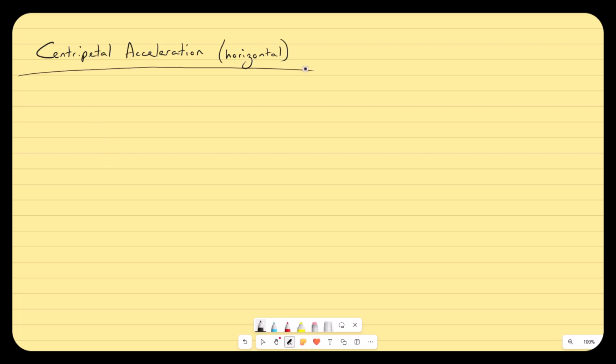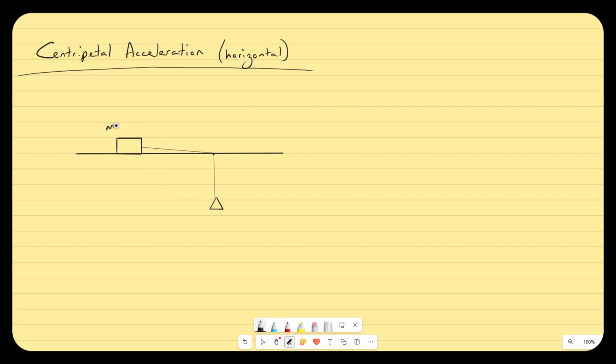Gonna do one more centripetal acceleration example, but this one's gonna be horizontal. Here it is. I have a block on a table, and we can even make this a frictionless table, and somewhere in the table a hole has been cut. The block is attached to a string that passes through the hole in the table and to another mass.